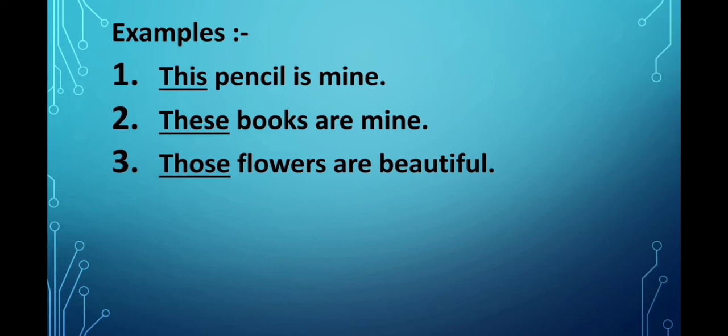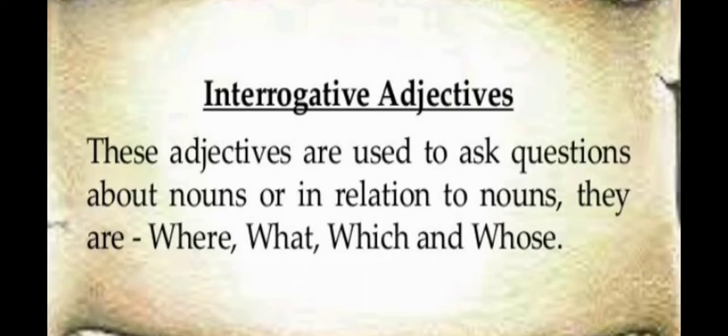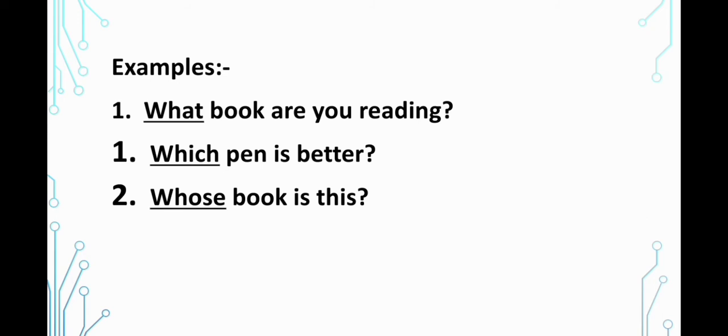Now we are going to see the next one, that is interrogative adjective. These adjectives are used to ask questions about nouns or in relation to nouns. They are what, which and whose. Interrogative adjectives are used along with nouns to ask questions, and words such as which, whose and what are called interrogative adjectives. For example, what book are you reading? Which pen is better? Whose book is this? So in these three examples, what, which, whose are interrogative adjectives used along with the nouns book and pen to ask questions.